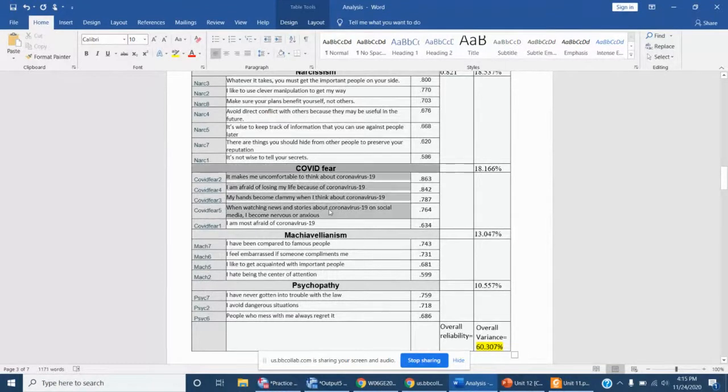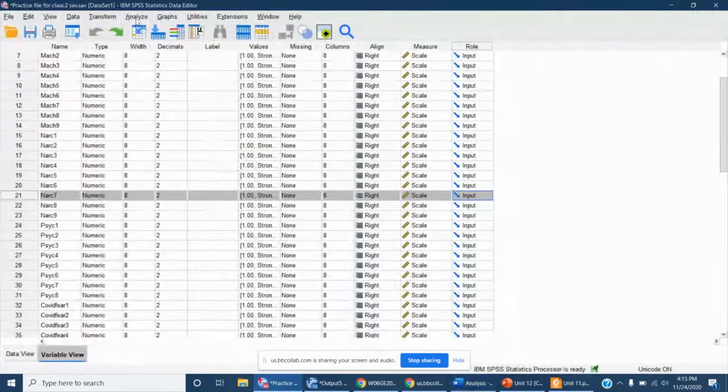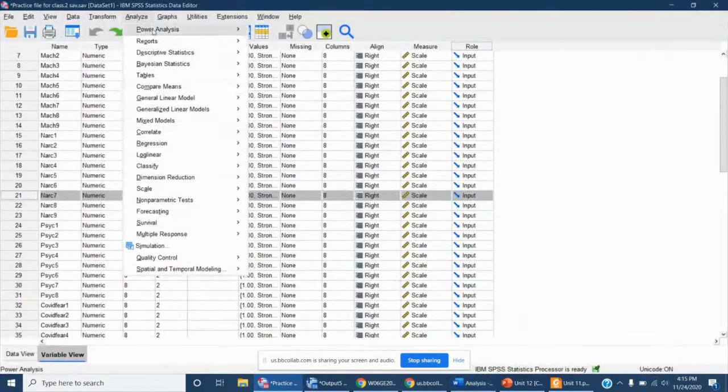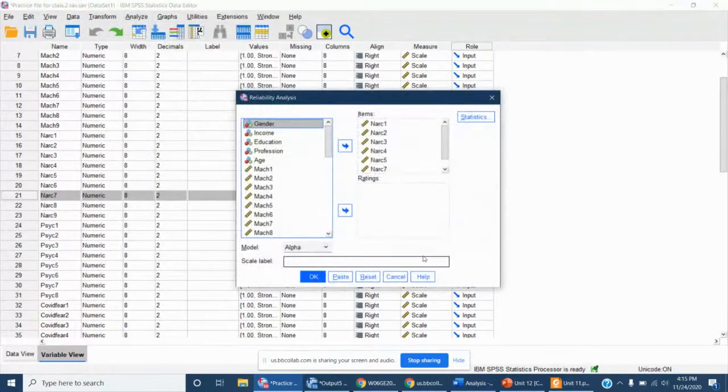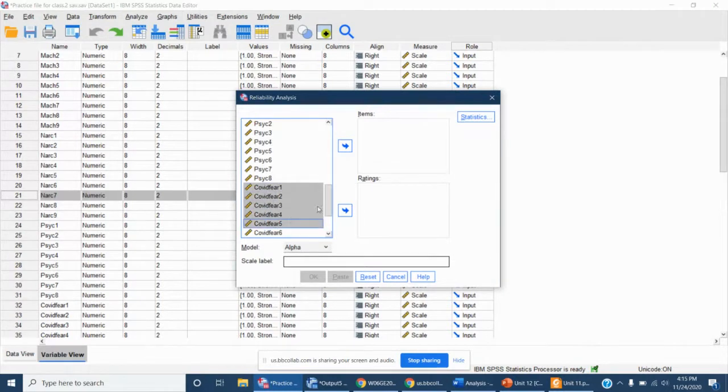Like we will check the reliability of COVID fear, question number 1, 2, 3, 4, 5. There are 5 questions of COVID-19. Let us go to Analyze, then Scale. From Scale, we will choose Reliability Analysis. We will reset because narcissism is already there. We need to choose the first 5 questions of COVID fear. We will put them in our item box. We will click OK. Again, we will check the reliability statistics.